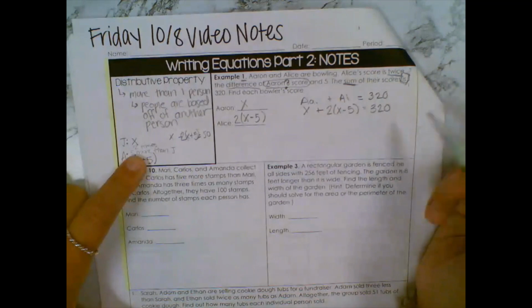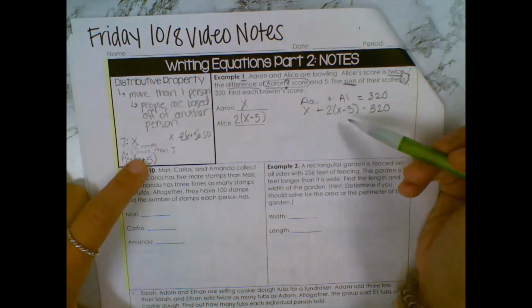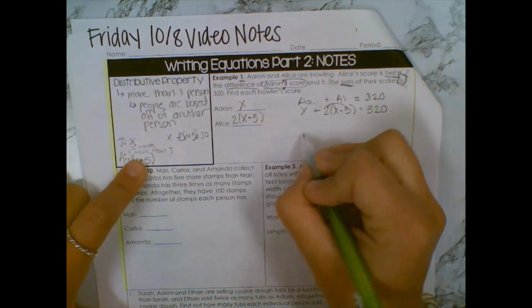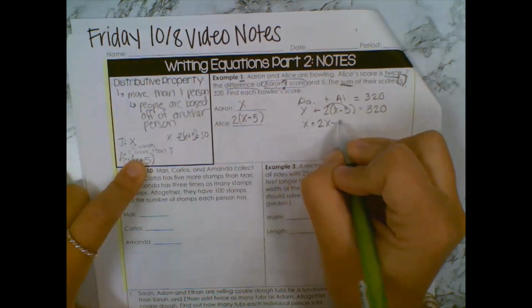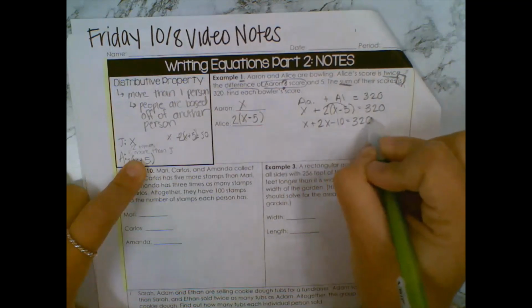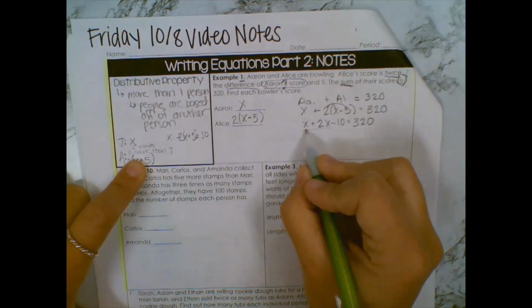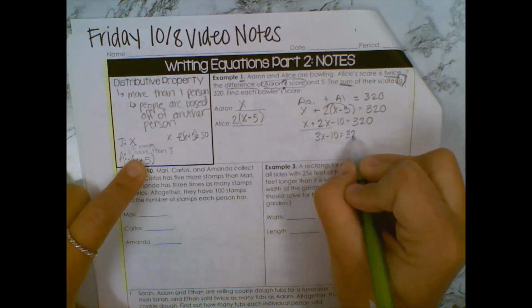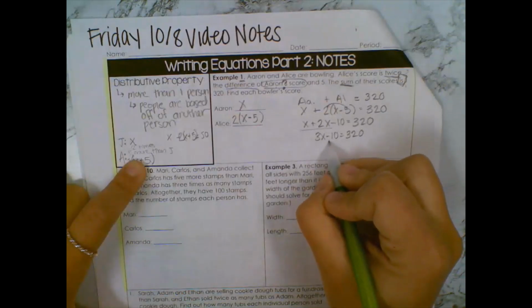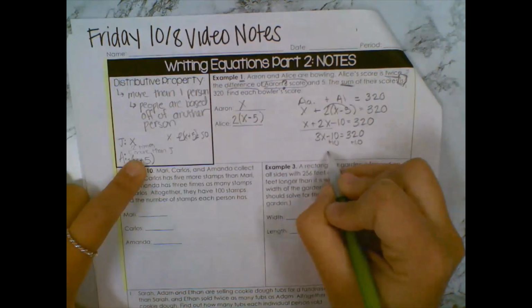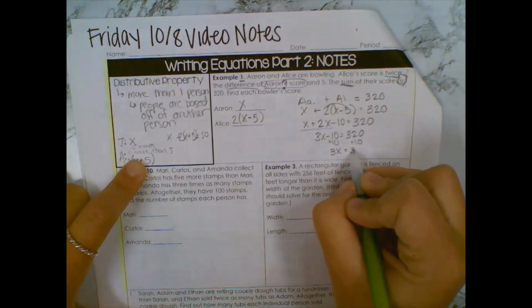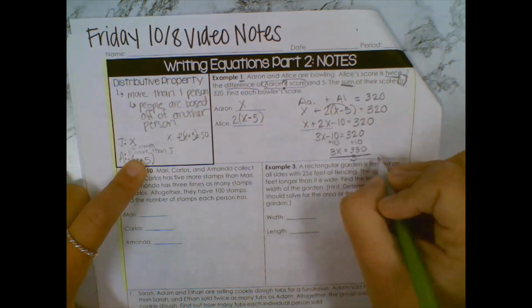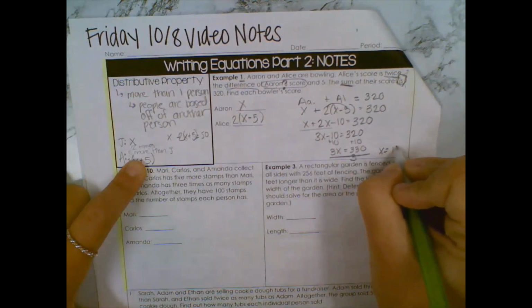And now I'm going to start solving, and we're just using the same properties of do I distribute, do I clean up, and so forth. So do I have to distribute? Yes. So I bring down the X plus 2X minus 10 equals 320. Now I need to combine like terms. X and 2X makes 3X. And now I begin isolating, so I'm going to add 10 to both sides. So I get 3x equals 330. And then divide by 3, and I get x equals 110.